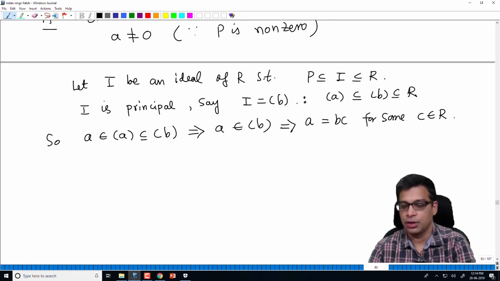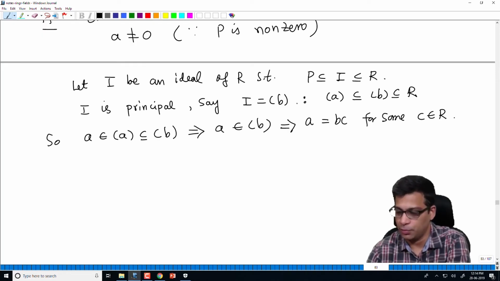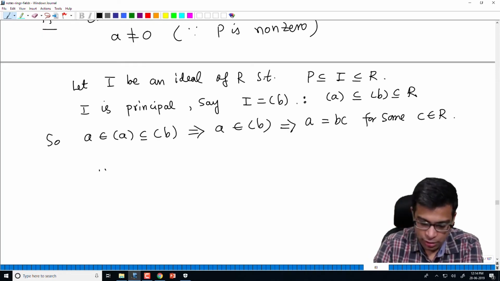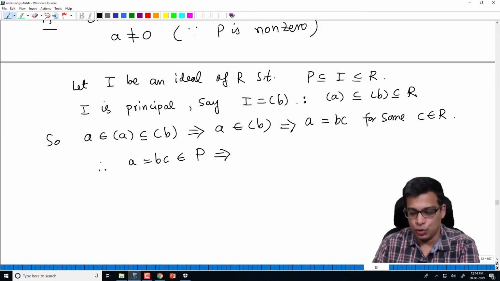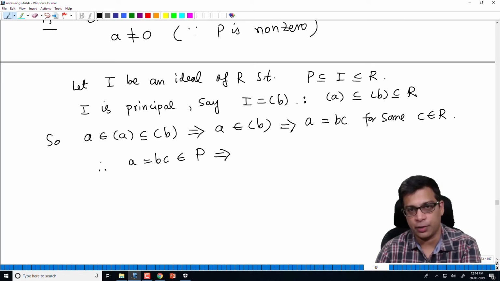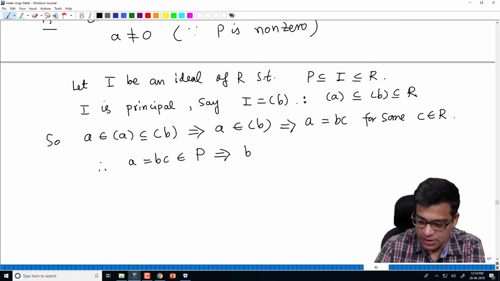By definition, A is a multiple of B. So A is equal to BC for some C in R. Hence, A equal to BC belongs to P, and P is a prime ideal. Remember from a few lectures ago, what is a prime ideal? It's an ideal such that if a product belongs to that ideal, one of the elements belongs to the ideal. So B is in P or C is in P.